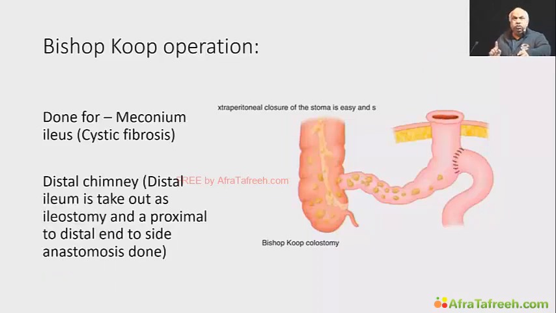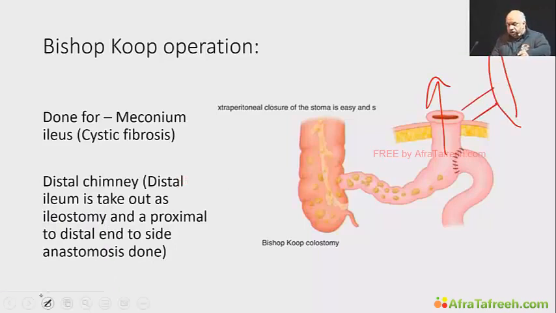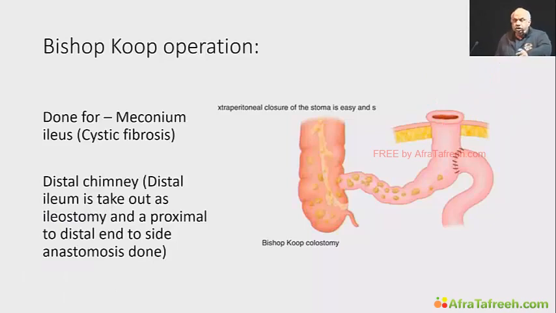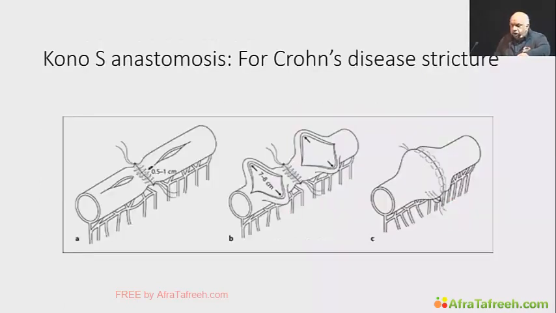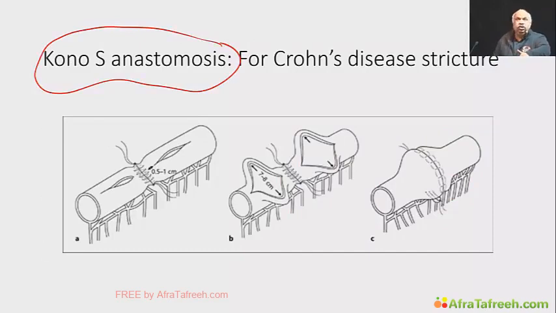Remember, in Bishop-Koop, the distal is taken out. If I make it the other way around, proximal I take out and distal I anastomose, that's called Santulli. That's a different operation. So in Bishop-Koop, only the distal ileum can be taken out. And then you do acetylcysteine wash. This surgery is not important in India because we don't get meconium ileus that often. But in surgery, it's a very important surgery.